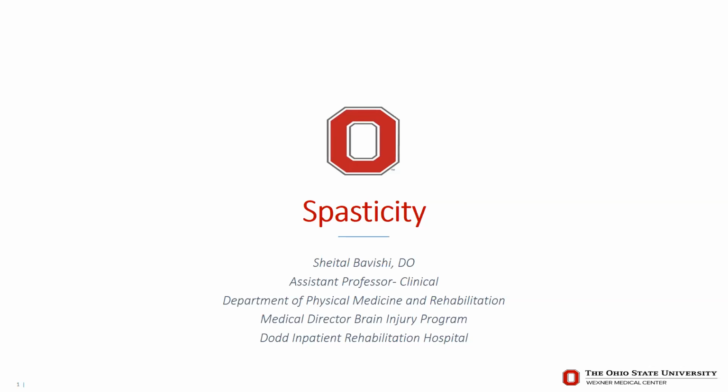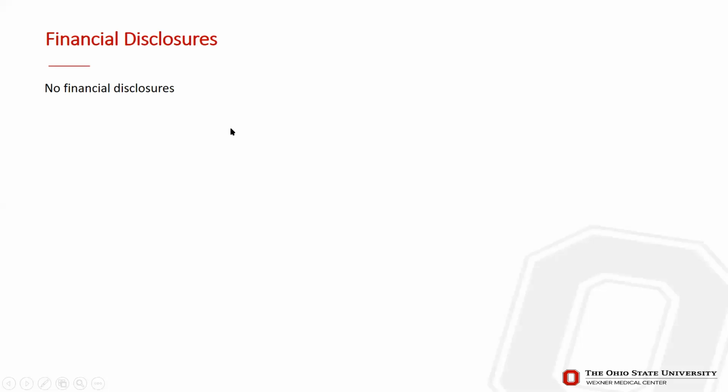So spasticity is a really interesting topic. It's something that is very complex, and it's not only for brain injury, it happens in multiple different neurological injuries as well. So like Kadar said, I am the medical director of the brain injury program at Dodd, and I also do outpatient spasticity work as well. I have no financial gains for any of this or any of the medications I'll be discussing.